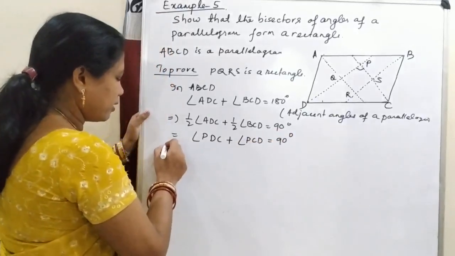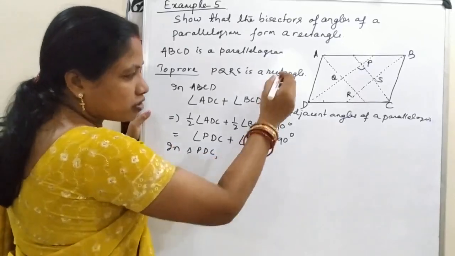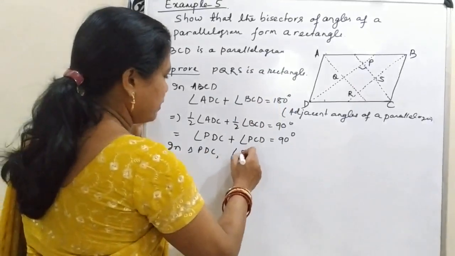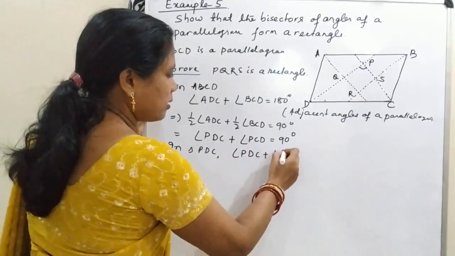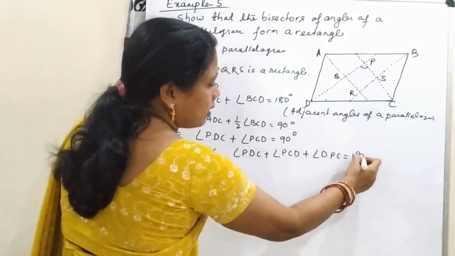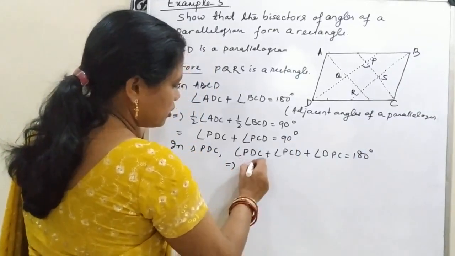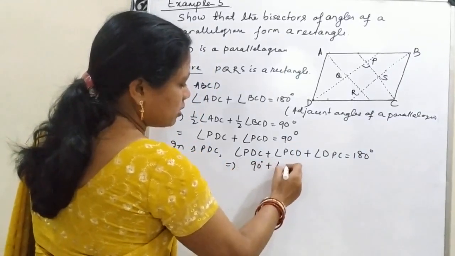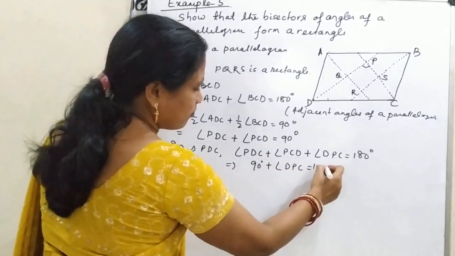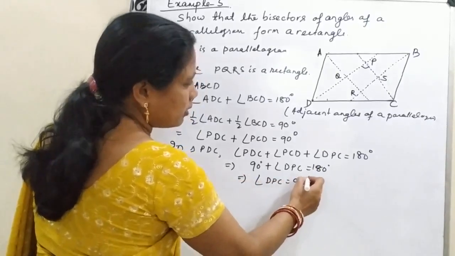But in triangle PDC, the sum of the three angles is 180 degrees. So angle PDC plus angle PCD plus angle DPC is equal to 180 degrees. The sum of these two is 90 degrees, so 90 degrees plus angle DPC is equal to 180 degrees. This implies angle DPC is equal to 90 degrees.